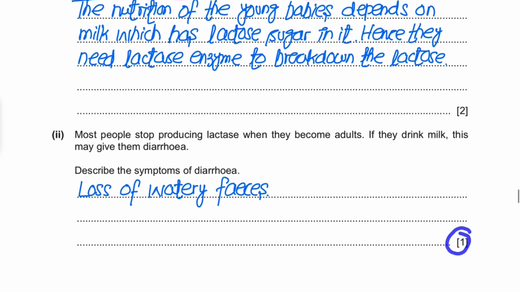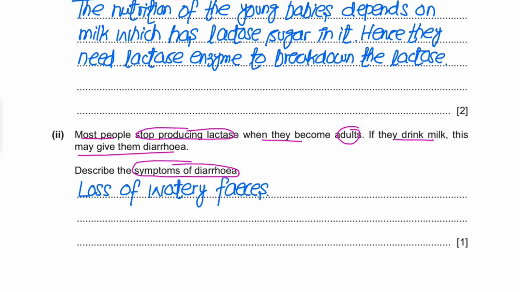For 1 mark, they ask that most people stop producing lactase when they become adults. If they drink milk, this may give them diarrhea, and they say to describe the symptoms of the diarrhea. The idea is very simple: when people become adults and stop producing lactase, the lactose would not be broken down and they would develop diarrhea. And the symptoms of the diarrhea is the loss of watery feces.